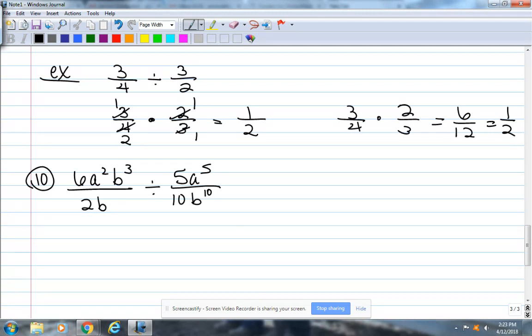So the first thing we do is keep, change, flip. So copy the first fraction. The first one you keep exactly the way it is. That's why it's called keep. You copy it, change it to multiply, and then do the reciprocal of the second fraction. Keep, change, flip. Keep it, change to multiply, use the reciprocal. Now we do like we did a while ago. We can cancel out up and down and diagonally.